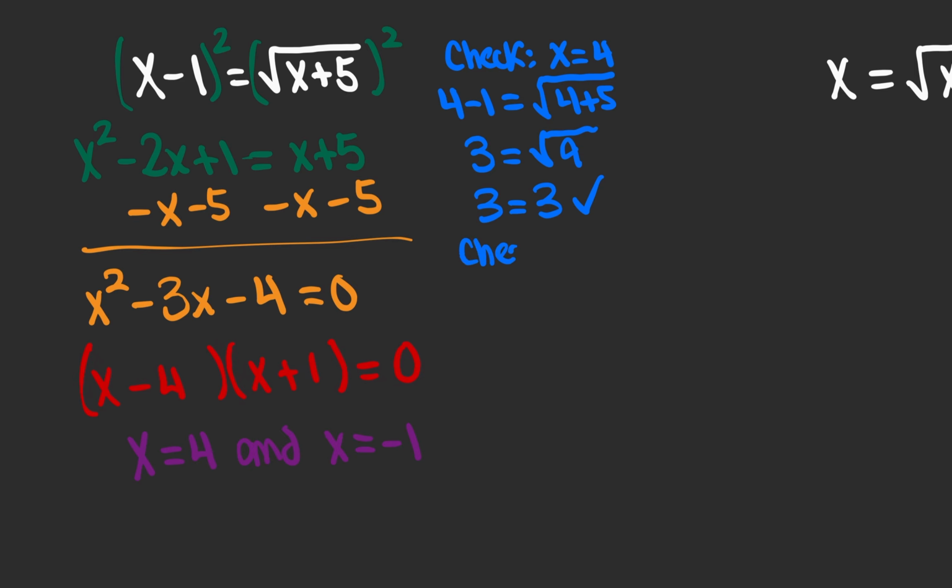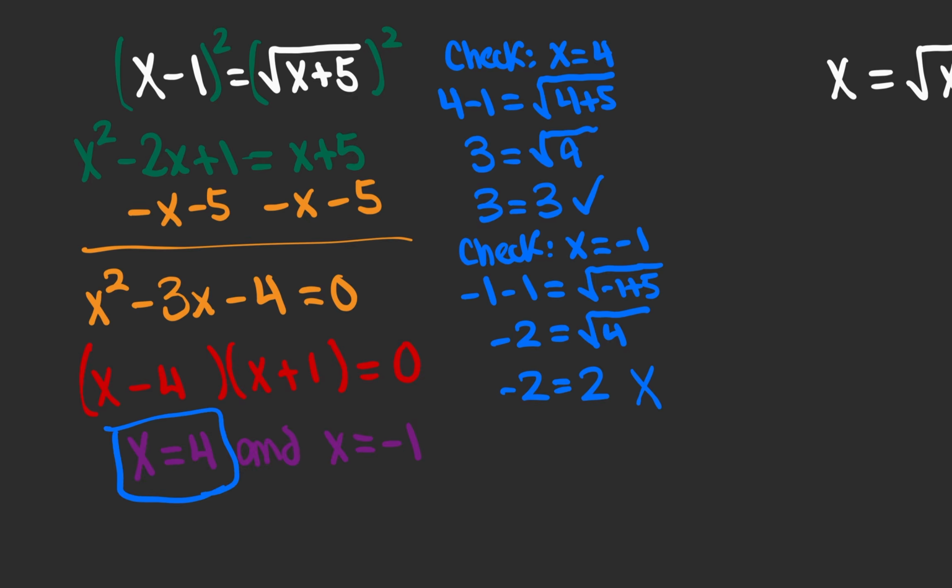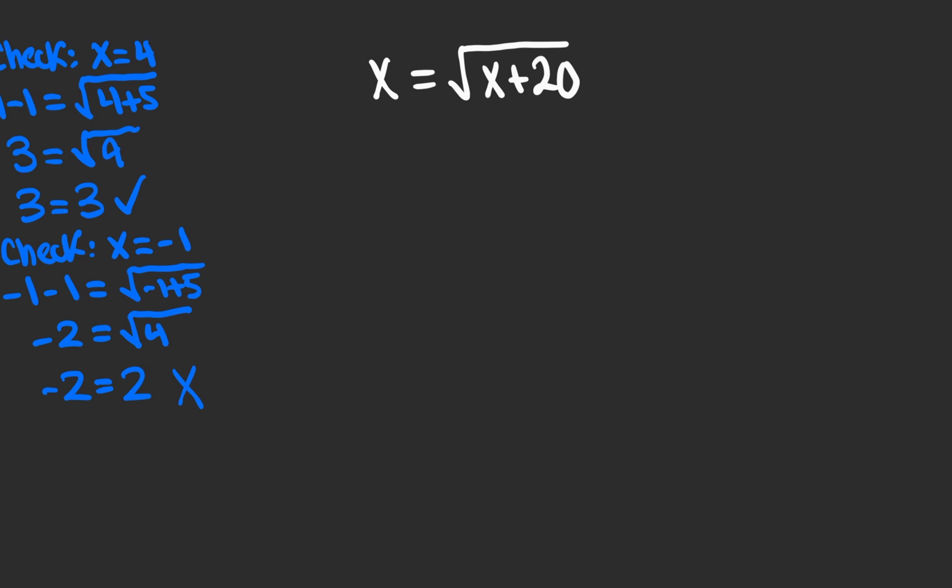Let's check the second one. So for this one, we're doing the check with x equals negative 1. We substitute it in. We have negative 1 minus 1 equals the square root of negative 1 plus 5. This will leave us with negative 2 on the left is equal to the square root of negative 1 plus 5 will give you positive 4. Negative 2 is equal to, well, the square root of positive 4 will be positive 2. So this one does not check out. So the only solution that you have for this one is going to be x equals 4. Let's move on to the next question.